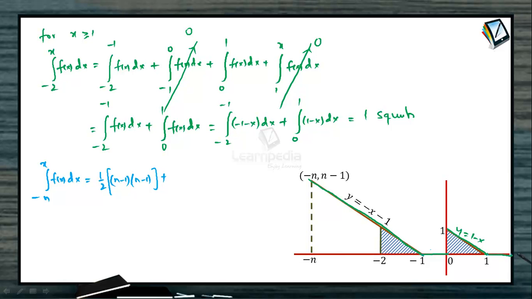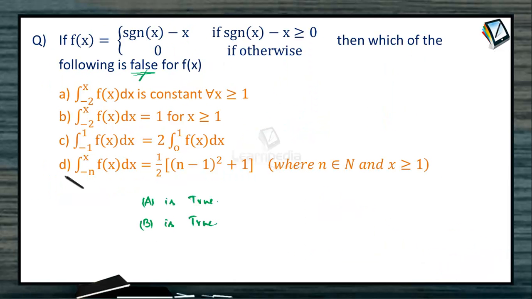But from minus n to x, there is another portion that would give us half times base length 1 and height also 1. So this would be half times n minus 1 whole square plus 1 square units. So integral minus n to x of f of x dx is coming up to be half times n minus 1 whole square plus 1. So if you observe the choices given, even option D, which says integral minus n to x of f of x dx equals half times n minus 1 whole square plus 1, where x is more than 1 and n is a natural number, is also true.